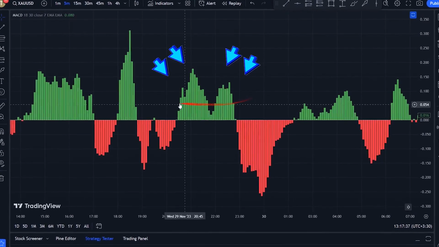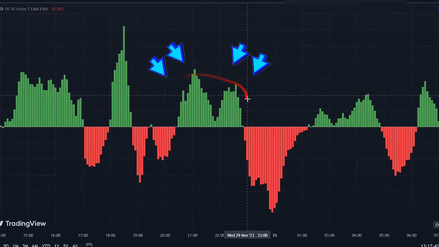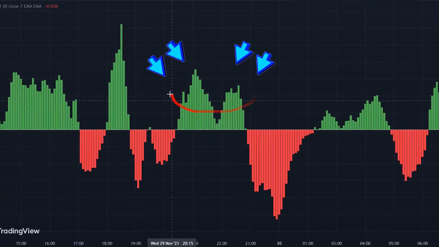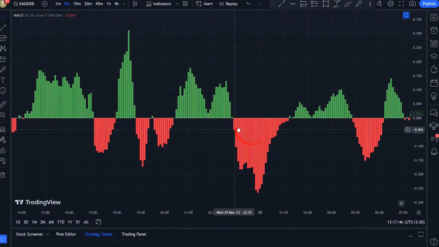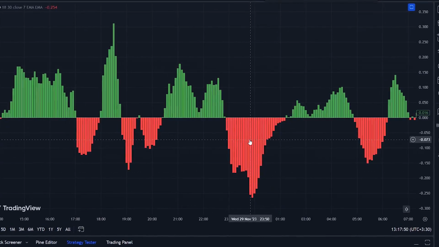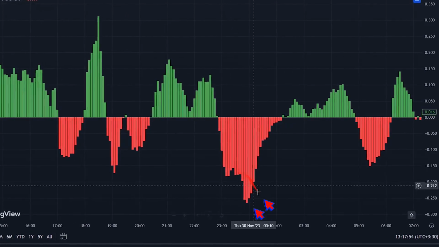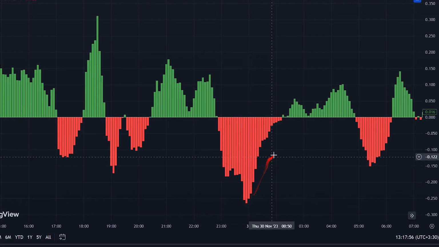When the columns on MACD are green, they indicate an uptrend, and we don't consider sell signals at this point. And when the columns are red, they indicate a downtrend, and we don't consider buy signals at these points. The larger the size of the columns, the more powerful they become.